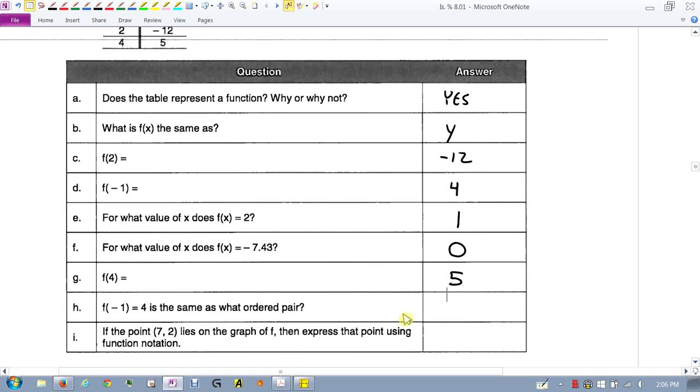F of -1 equals 4 is the same as what ordered pair? So if you were to plot this as a point, you would do an ordered pair. That's not an interval. Remember I talked about how points and intervals look the same. So -1, 4. On a graph, that would mean -1, up 4. That would be a point, right? That's what that represents, that point on that graph.